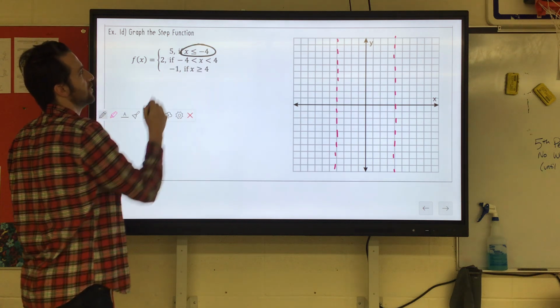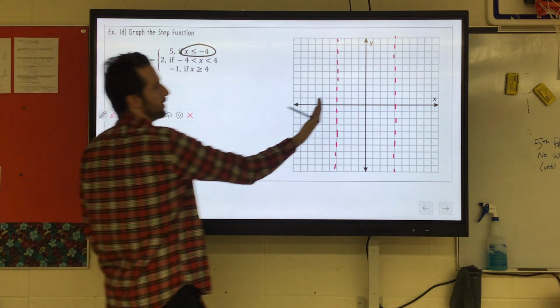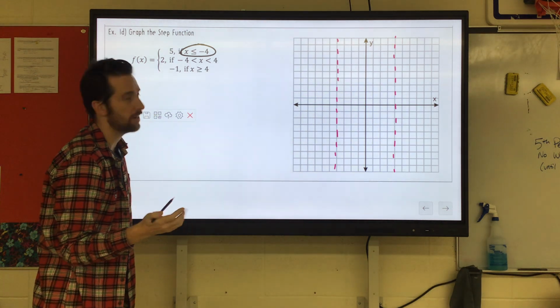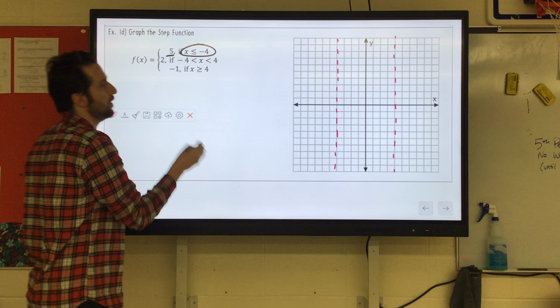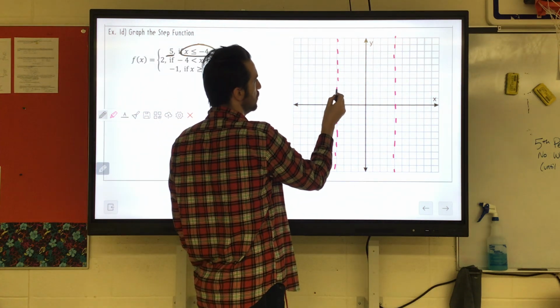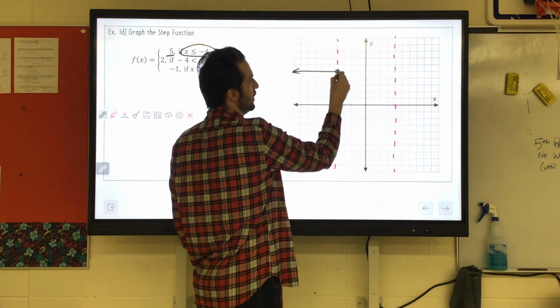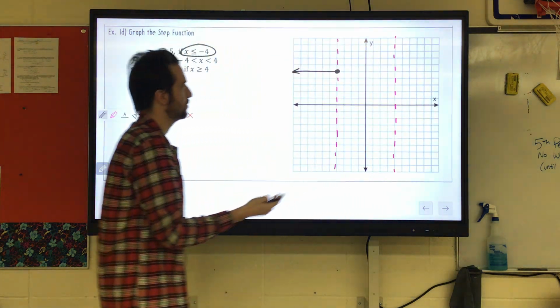So if we are less than or equal to -4, to the left of -4, and also I notice it's or equal to, so it'll get a solid dot, we're going to be at 5. So a flat line at 5. 1, 2, 3, 4, 5. And it's going to have a solid dot on the end of it because it's the or equal to.